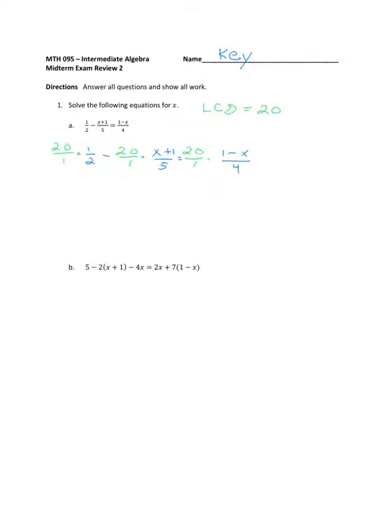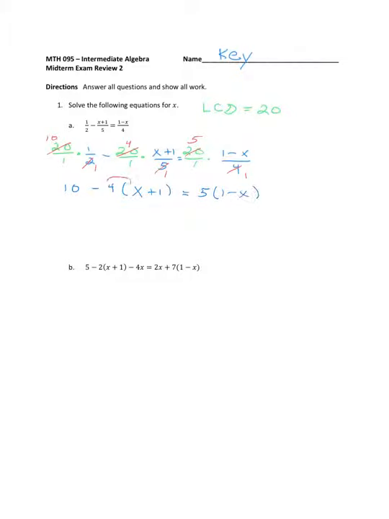All right, so with these values, 2 goes into 20 10 times, 5 goes into 20 4 times, and 4 goes into 20 5 times. If I'm careful in writing the next step, I have 10 times 1, which is just 10. Now this is minus 4 times (x plus 1) in parentheses. Likewise, on the other side, we have 5 times (1 minus x).